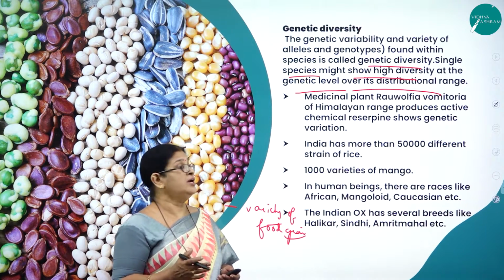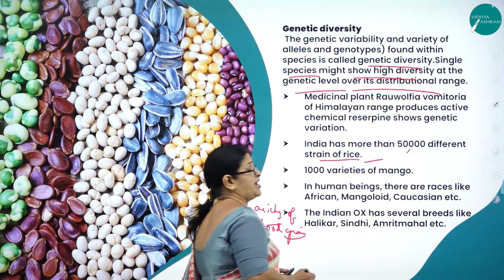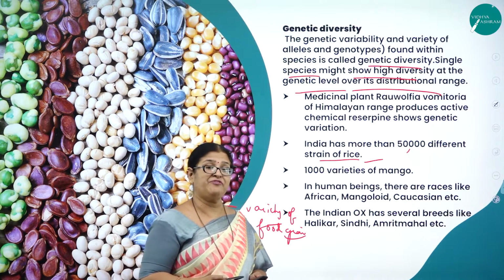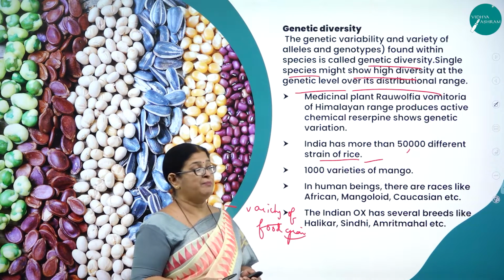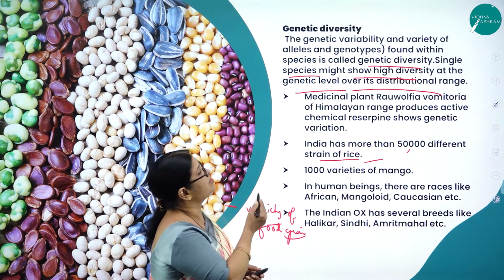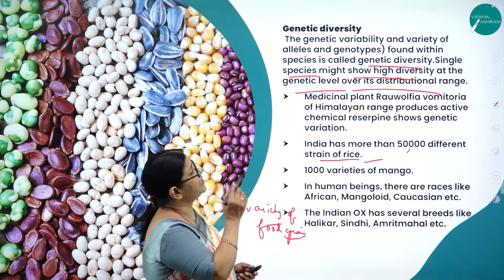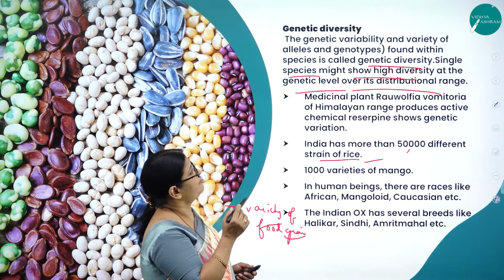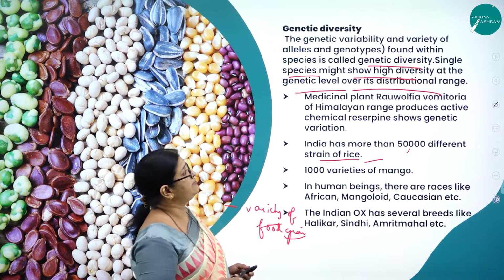So we have around 50,000 different strains of rice. Imagine, maybe we are familiar with at the maximum 10 varieties of rice, but there are around 50,000 different strains of rice, and it is because of the genetic variability and variation. So the genetic variability and variety of alleles and genotypes found within species is called genetic diversity.